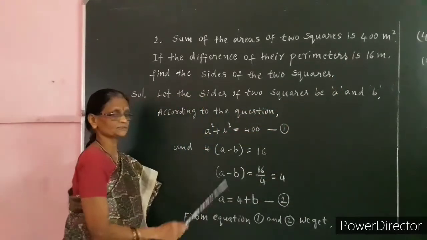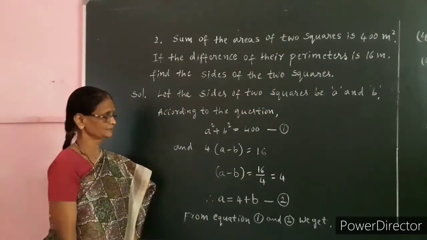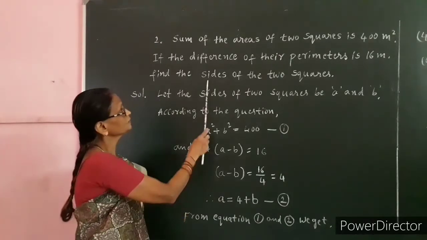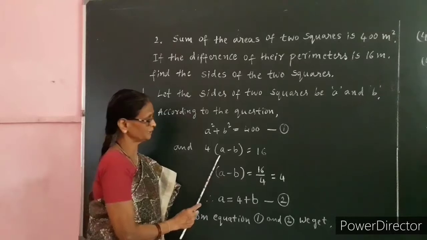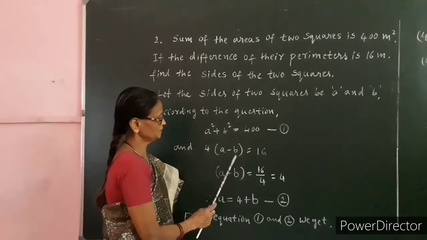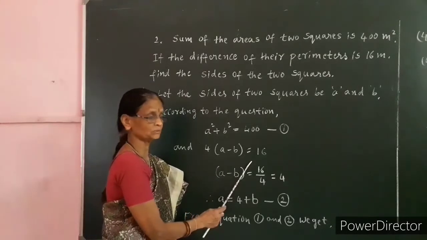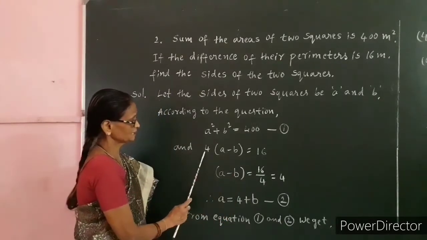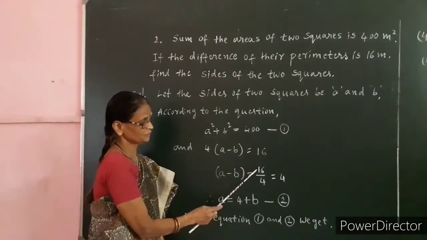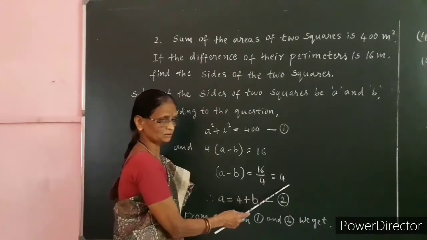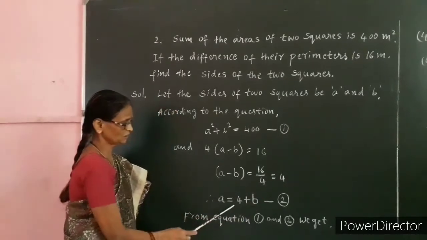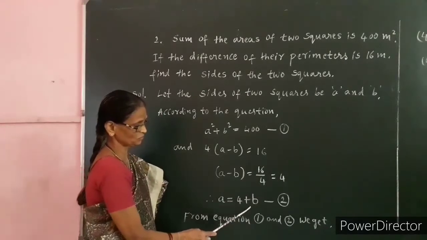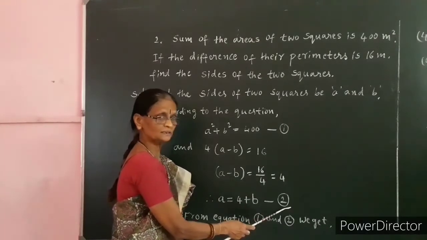Now the second situation: the difference of the perimeters is 60 meter. What is the perimeter of a square, children? Yes, 4 into side. So 4 is common, and since there are two squares we take a minus b. 4 into (a minus b) equal to 60. Now transpose 4 to the RHS, a minus b equal to 60 by 4, which is 15. Now a equal to, transposing minus b to the RHS, 4 plus b. Call this equation 2.